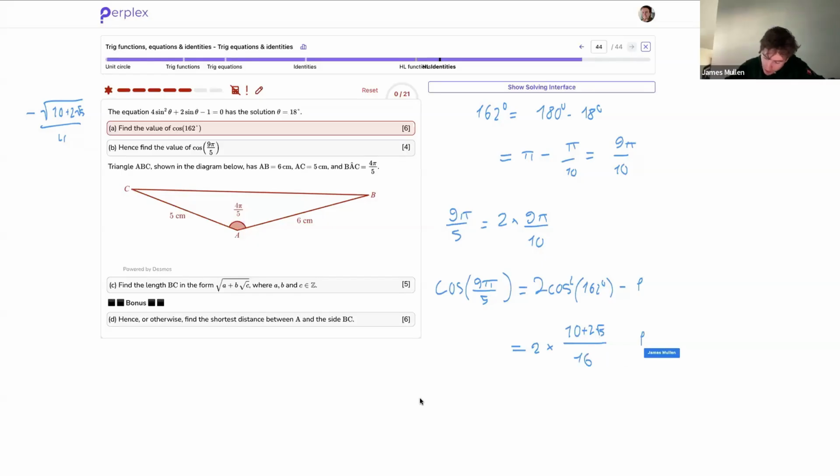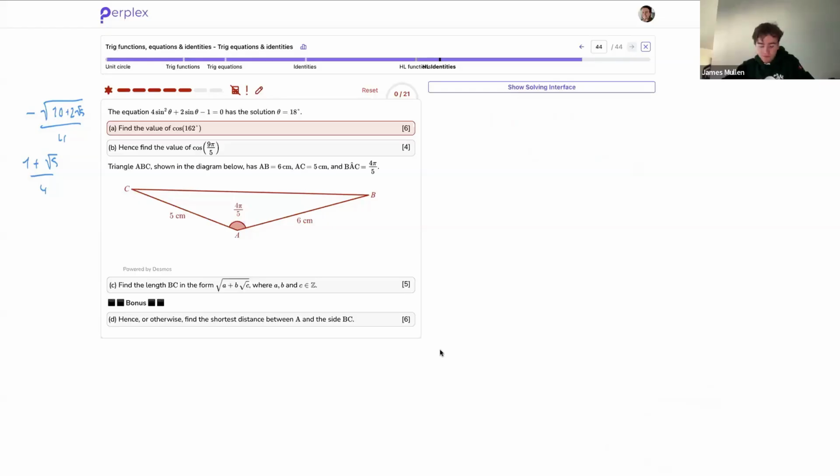minus 1. Okay, what does that give me? It's going to give me 10 plus 2 root 5 over 8, and then minus 8 for the minus 1. So this gives me 2 plus 2 root of 5 over 8, or in other words, 1, shouldn't be a minus there, should be 1 plus the square root of 5 all over 4. Okay, and that's the answer to part B.